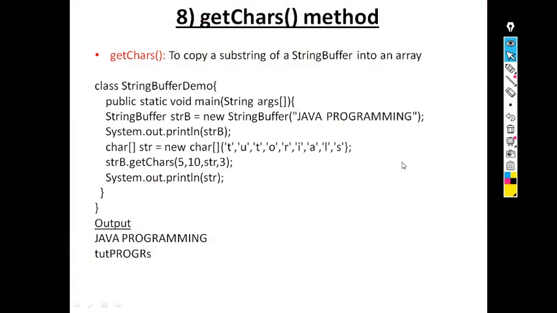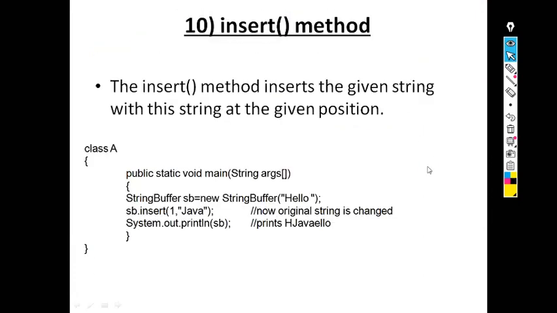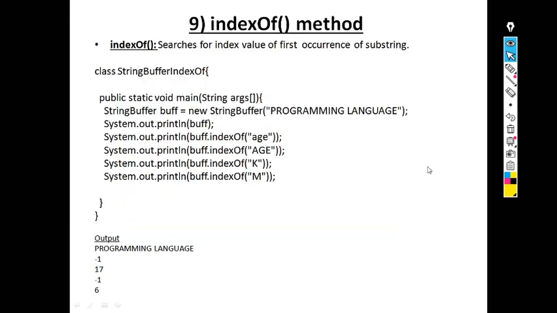In the last class we learned about the getClass method, and today's class will start with the indexOf method. This indexOf method will search for the index value of the first occurrence of a substring. I have taken one StringBuffer, with the object name BUFF, and it contains "programming language". In the first line, System.out.println, I want to print the buffer. I have printed BUFF and it has given the output as programming language.